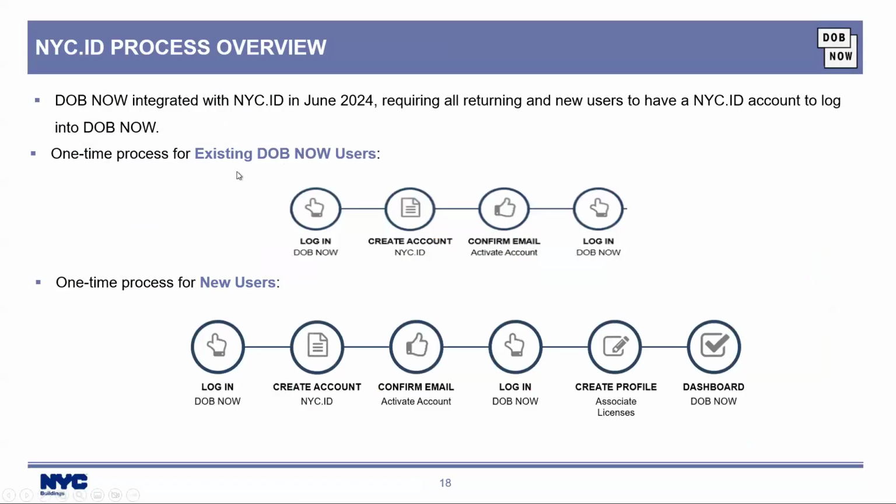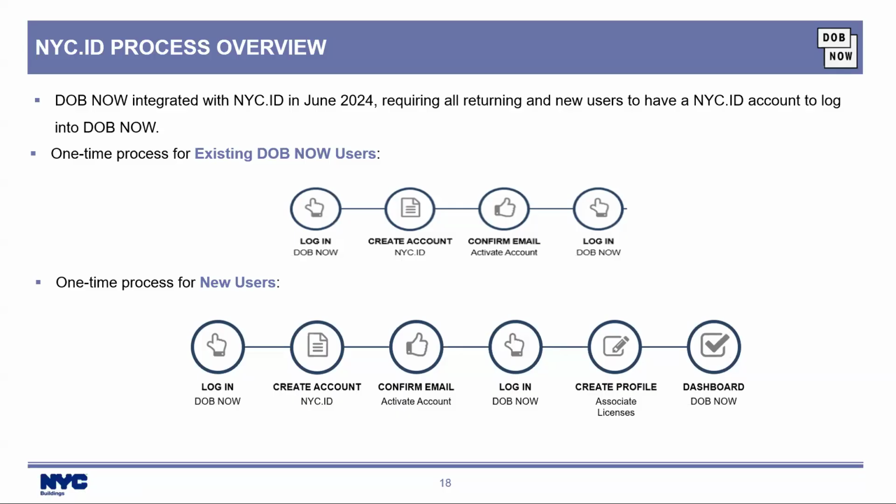Let's talk briefly about how to log into DOB Now. And this may not be new to you if you're already working as a filing representative, but I just want to make sure that everyone is clear on this. DOB Now integrated with your NYC ID in June 2024. It requires new users to have an NYC ID account to log into DOB Now. It's a one-time process, whether you were already a DOB Now user or whether you're a new user.